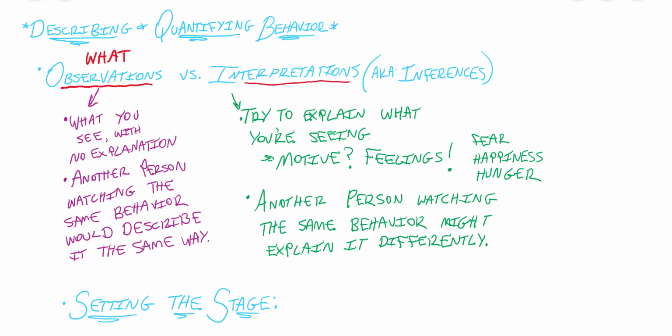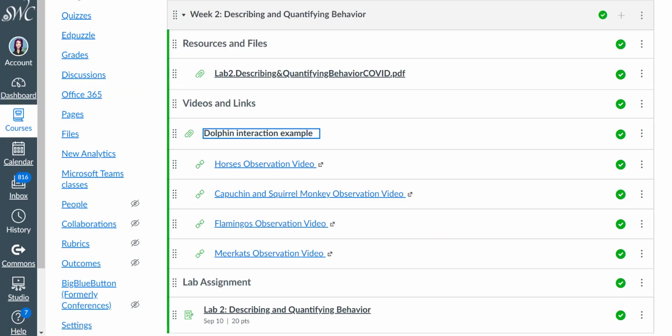Interpretations can be made later. After you've collected data, you can then go back and try to see what it means, what story it's telling you. Okay? Interpretations are the why, and you don't get to ask why until you've already collected your what data. First, you have to describe what's happening. Then you can try to describe why it's happening. Now, this is easiest to demonstrate using an example. So in the module, there is a video titled Dolphin Interaction Example. That's the video we are going to watch now.